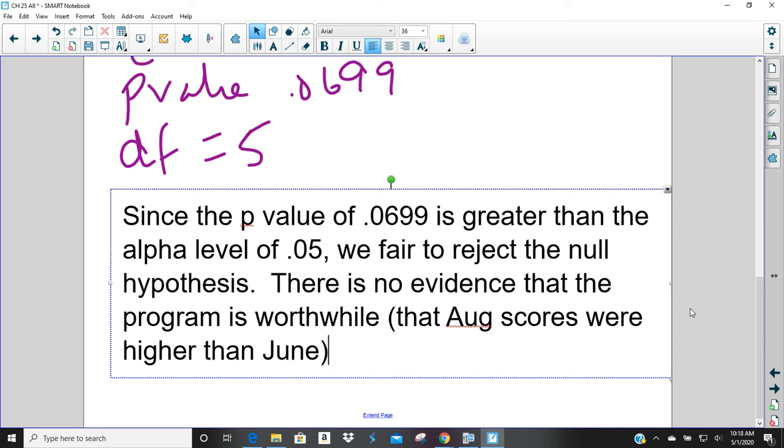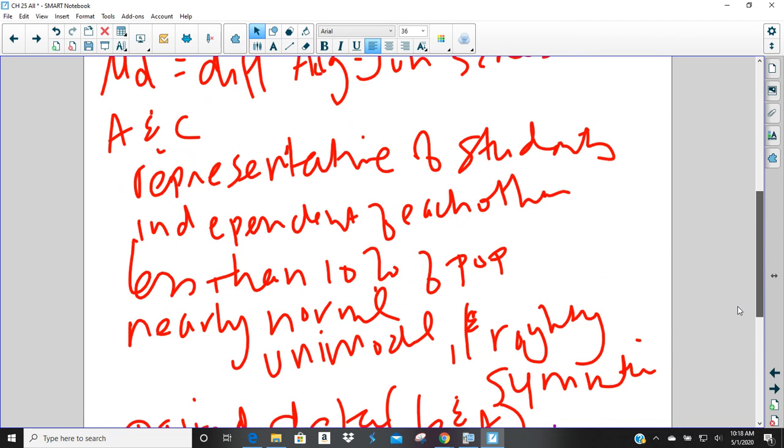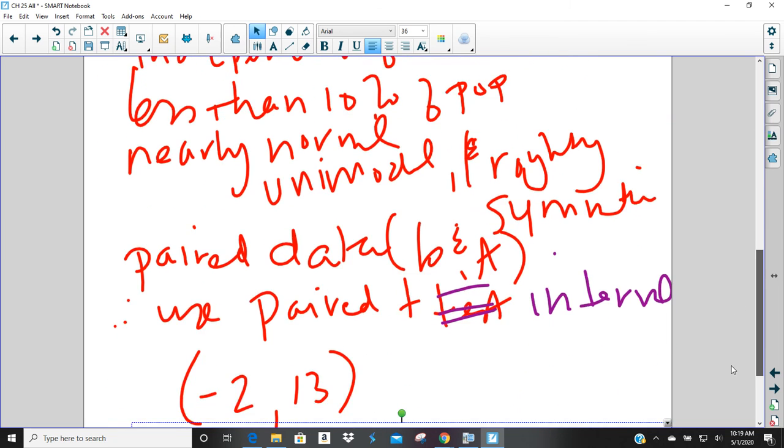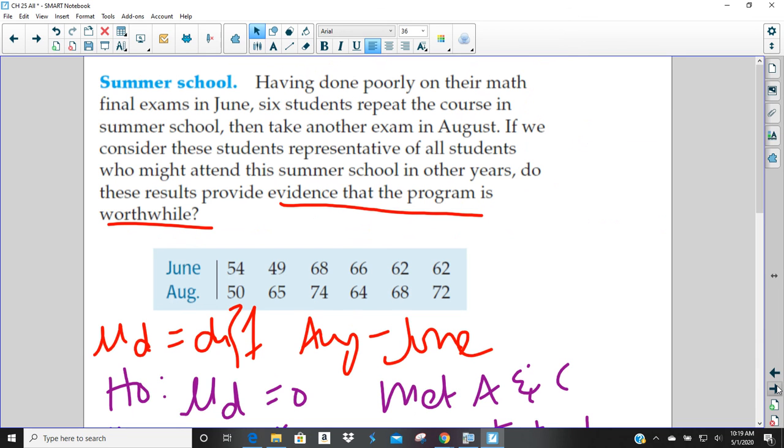How did we know that even without doing this? Because our confidence interval had 0 in it. That's how we knew that. Okay. But this hypothesis test, when I say the word evidence, I need to do a test.